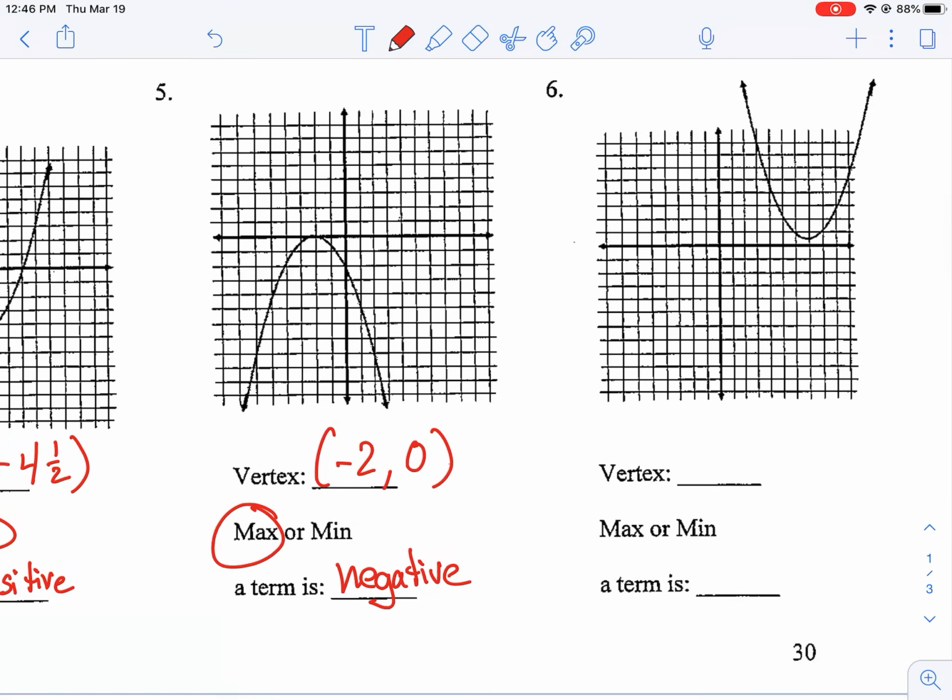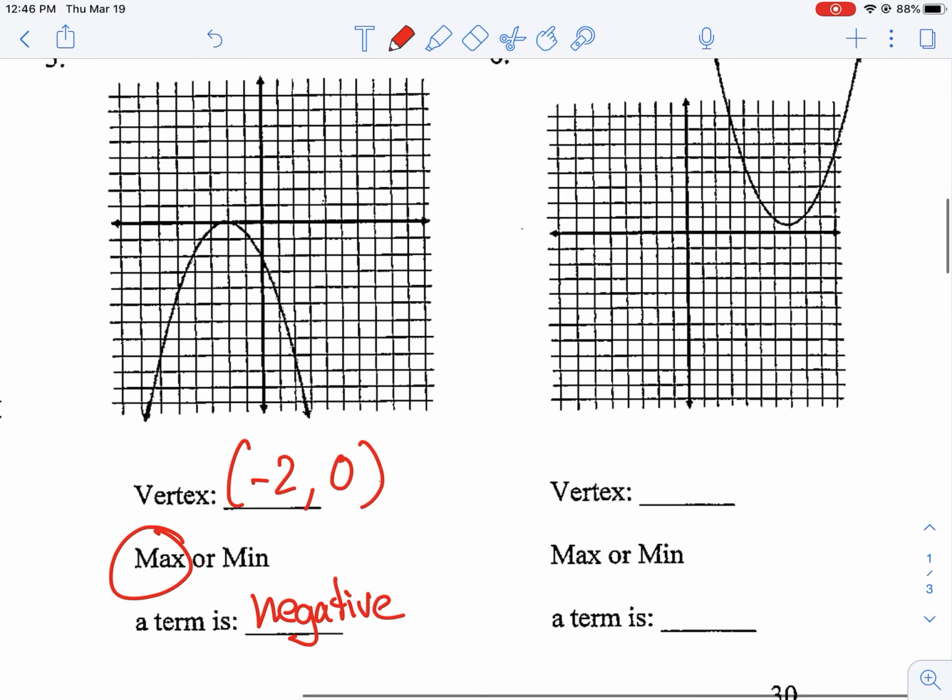Okay, that might help you. If you're only listening to us talking and not practicing, that's going to be tough. In class, we do a problem and then you do a problem, so we're going to try that here as well. So number 6, same thing. I want you to try it and then look and see if you agree.